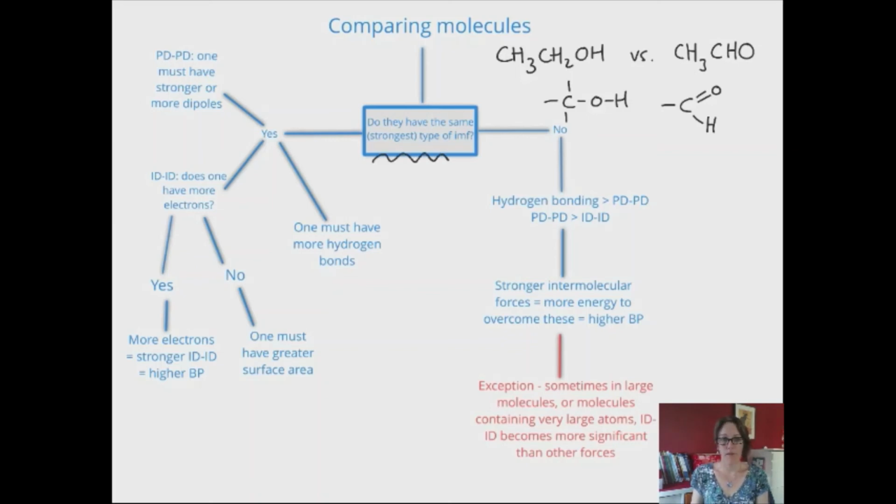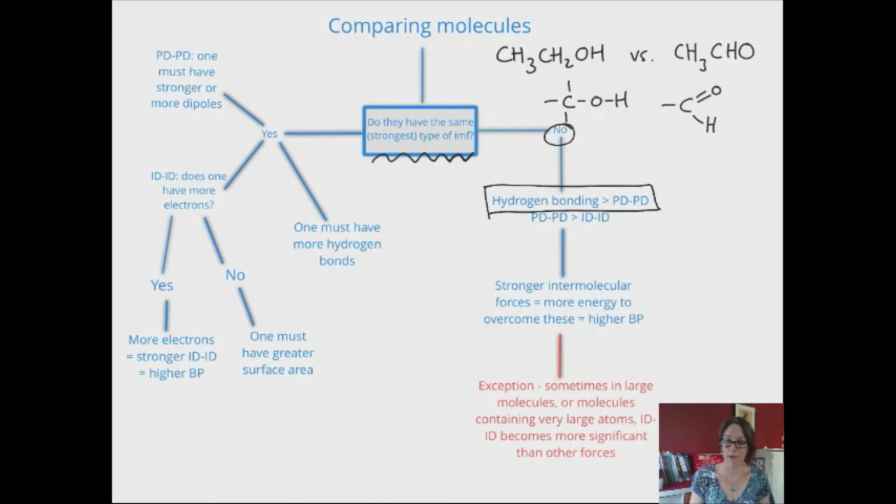Okay, do they have the same type of intermolecular force? Well, no, they don't, because we have an O attached to an H here, and in the aldehyde the oxygen is not attached to the hydrogen. So between molecules of themselves, ethanol would have hydrogen bonding, ethanal would not. So our explanation is that ethanol has hydrogen bonding.